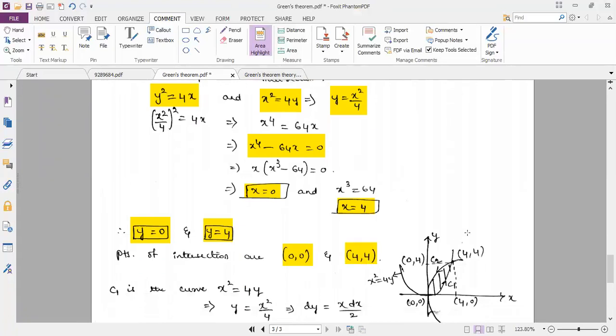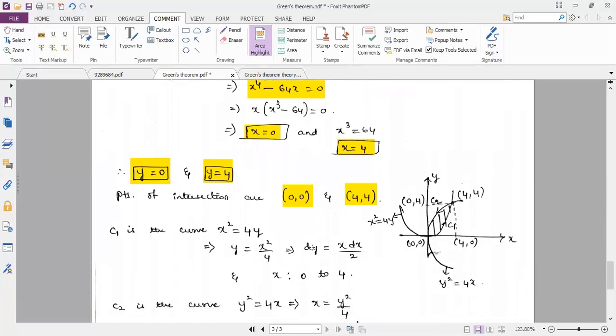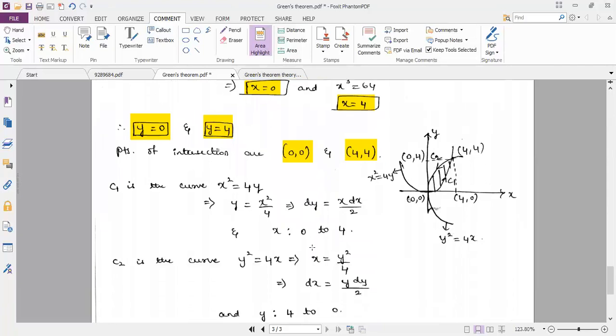We observe the figure now. The two parabolas are drawn. One of the parabolas is the curve C1, which is x square is equal to 4y, symmetrical about the y-axis, that is a U curve. Similarly, the other curve is represented by C2, y square is equal to 4x, another parabola symmetrical about the x-axis. Now, we are considering the C1 and C2 curves.